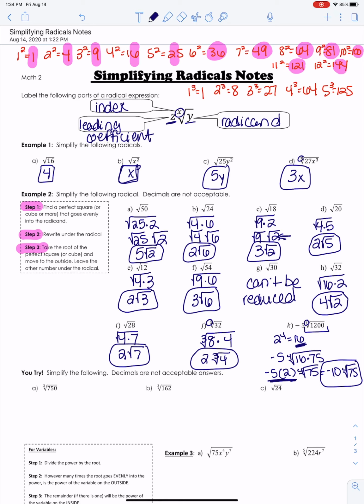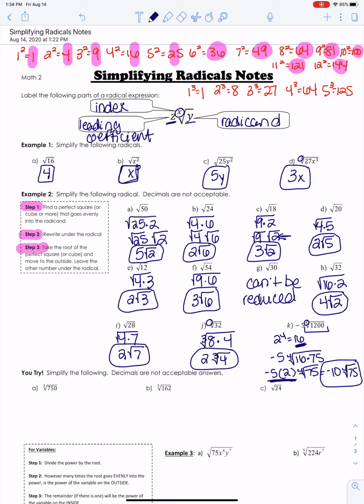So here are some problems for you to try on these. What I would do if I were you, just pause the video and go through these real quick, and then you can start playing the video again to check and see if you got them correct.